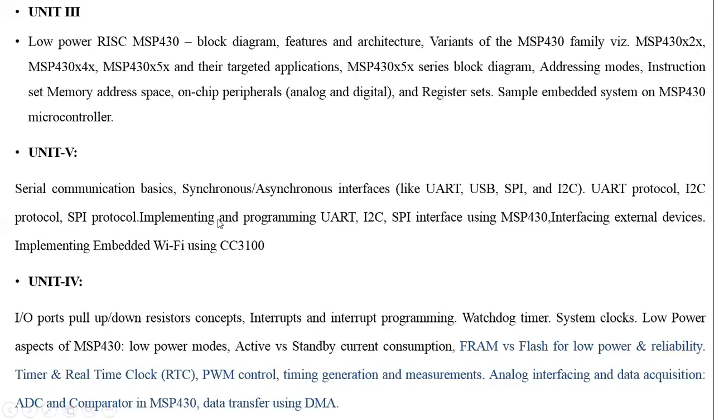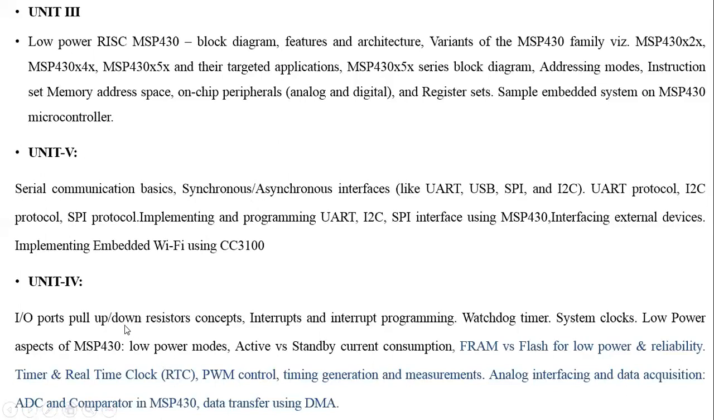Okay, then implementing and programming is not done. Only one topic is pending, that is programming. Then interfacing of these devices means block diagrams of UART, I2C, SPI, and external devices, whatever we are studying, USB. Those are the external devices, and also implementing Wi-Fi using the CC3100. Okay, that is the fifth unit. So please concentrate on the third unit and fifth unit compared to the fourth unit, because these two units are very easy compared to the fourth unit.